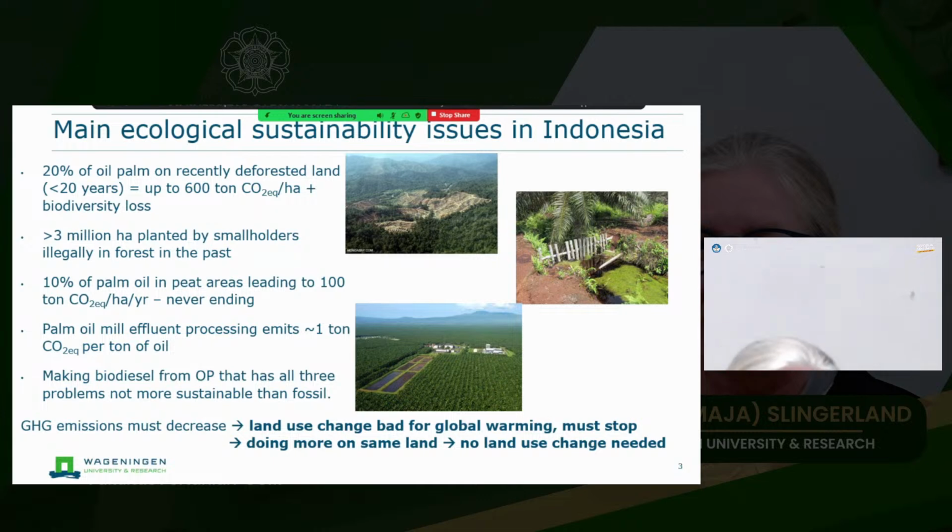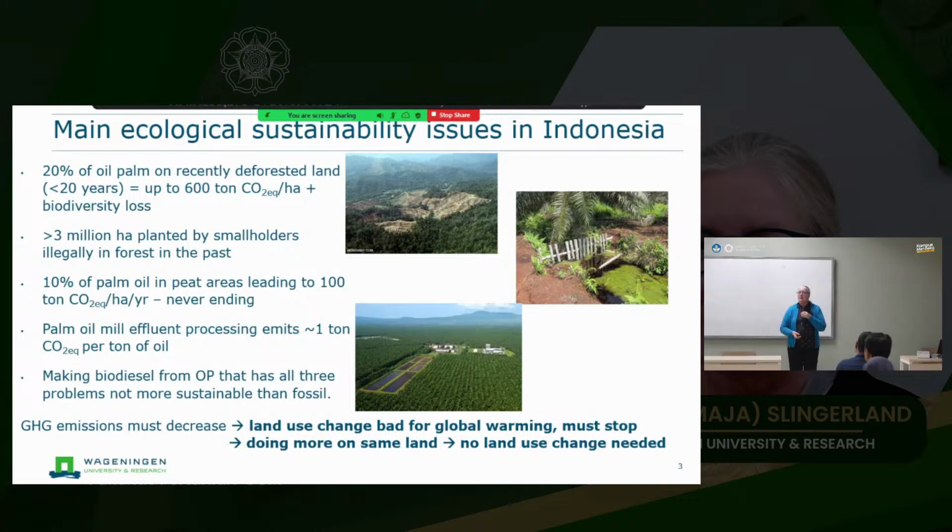And if you stop expanding, but you still want more income, you need to do better on the existing hectares. And you're not allowed to expand, so you want to have more income, you want to be compensated for not expanding, so you need more on the existing hectares.